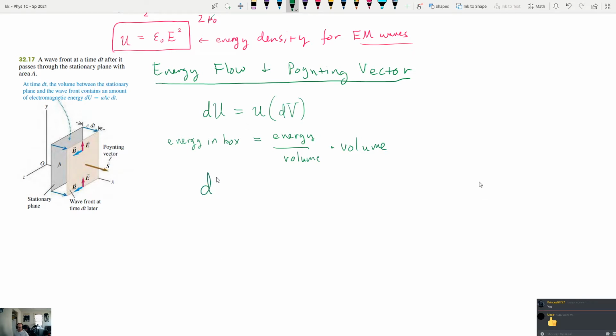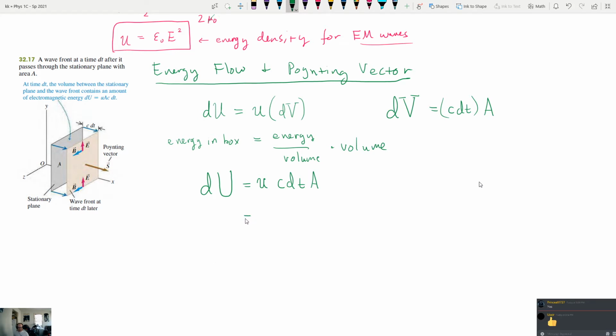So dU, so this is capital. Maybe I make the capital U look like this, so it's different than the lowercase u, which we could draw like this. dV in this case is going to be the volume of our box, where the length of the box is c dt, and the area of the face of this is just called A. So we multiply by A right here. So u dV will be u times c dt times A, just like it says up here.